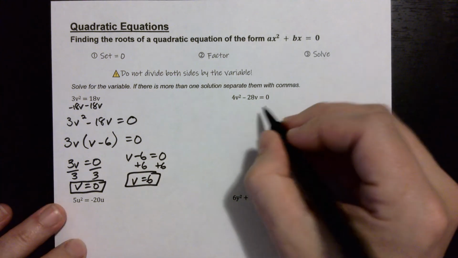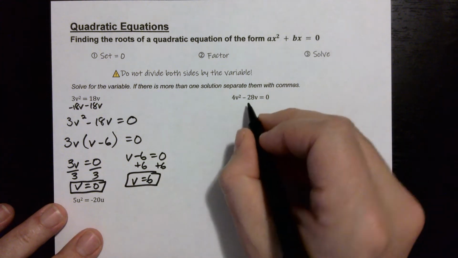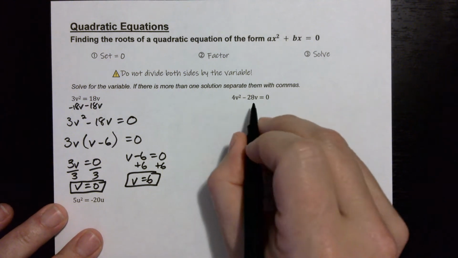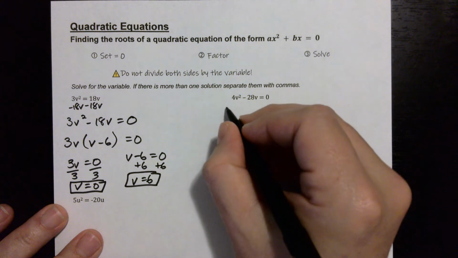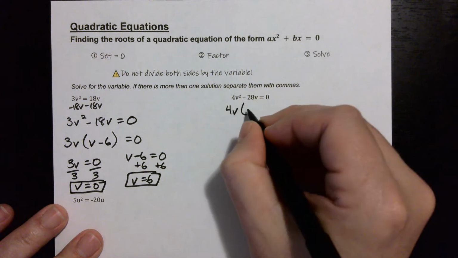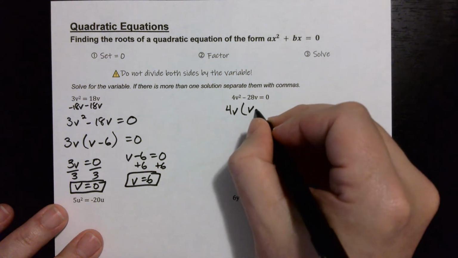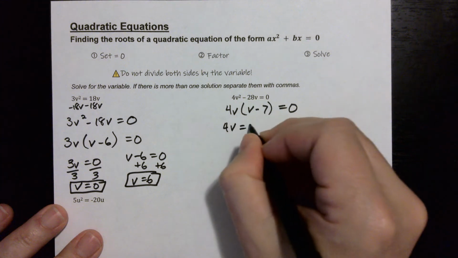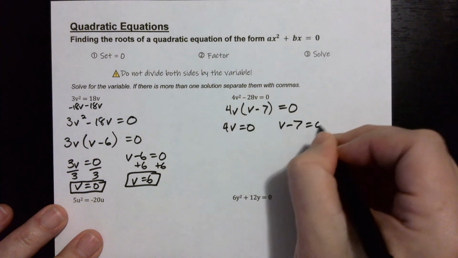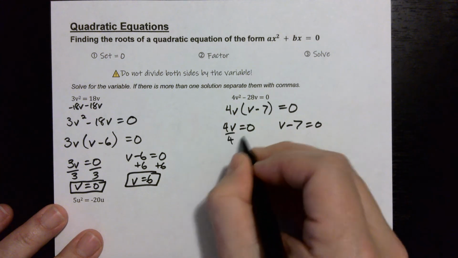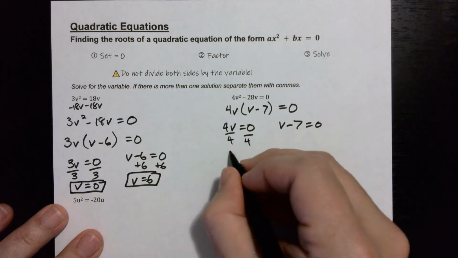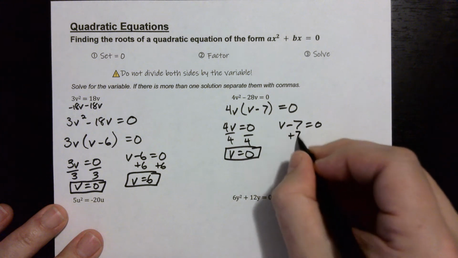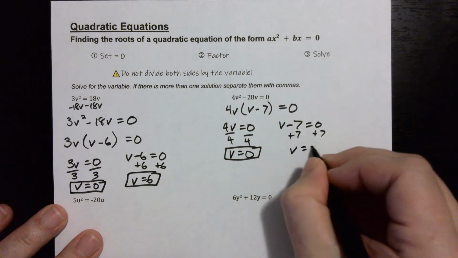Okay, let's take a look at this one. It's already on the same side. So I look at this and I say 4 goes into 4, but it also goes into 28, and they both have a v. So 4v will be factored out, which will leave us with v minus 7 equals 0. So you set 4v equal to 0 and v minus 7 equal to 0. Divide the 4 and you get v is equal to 0 still. And then add the 7, you get v is equal to 7.